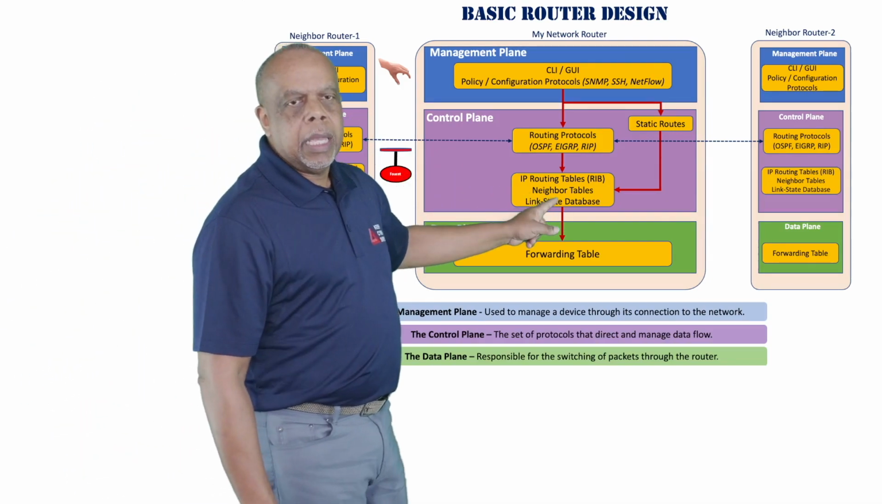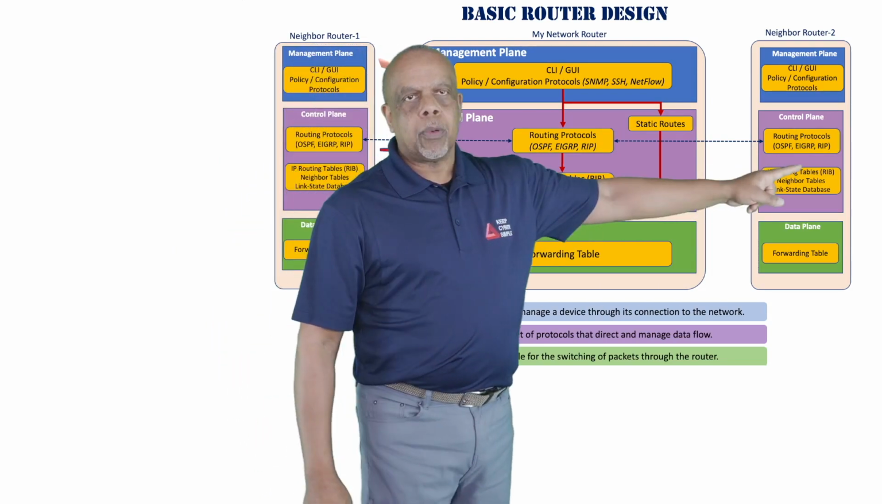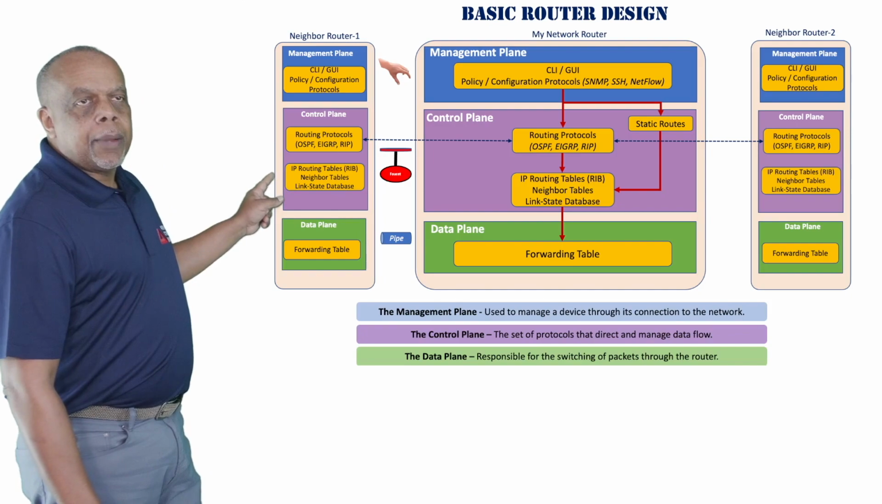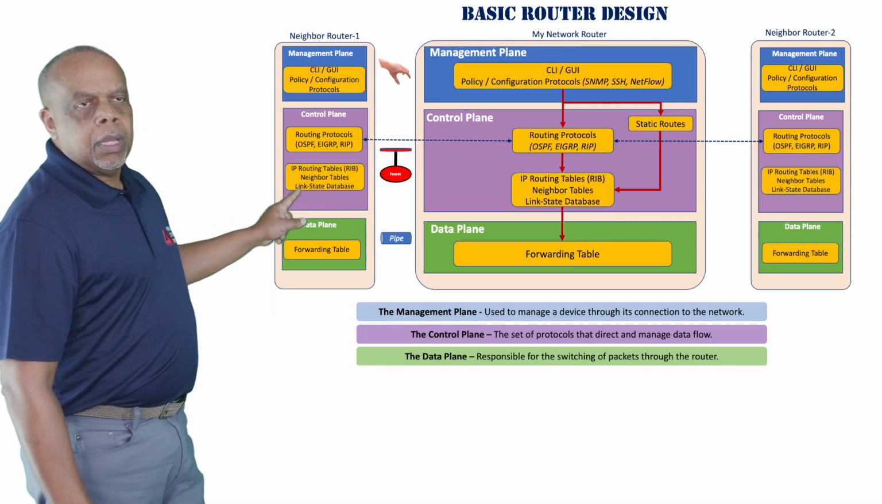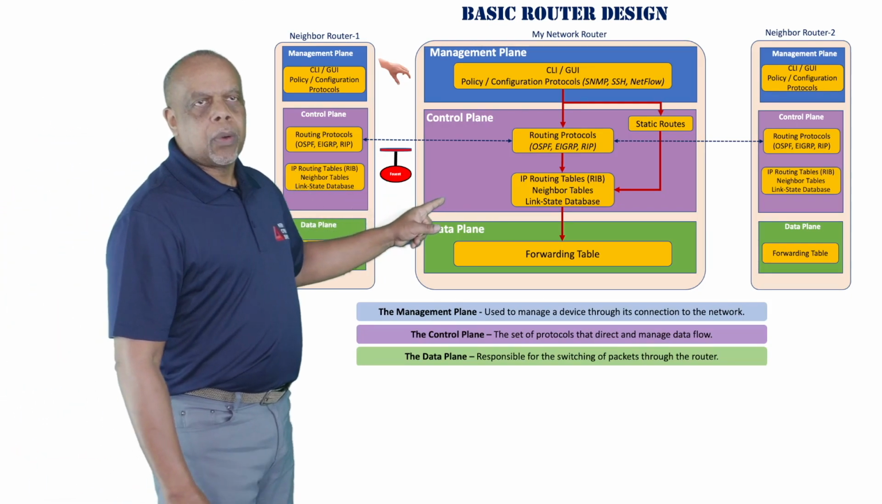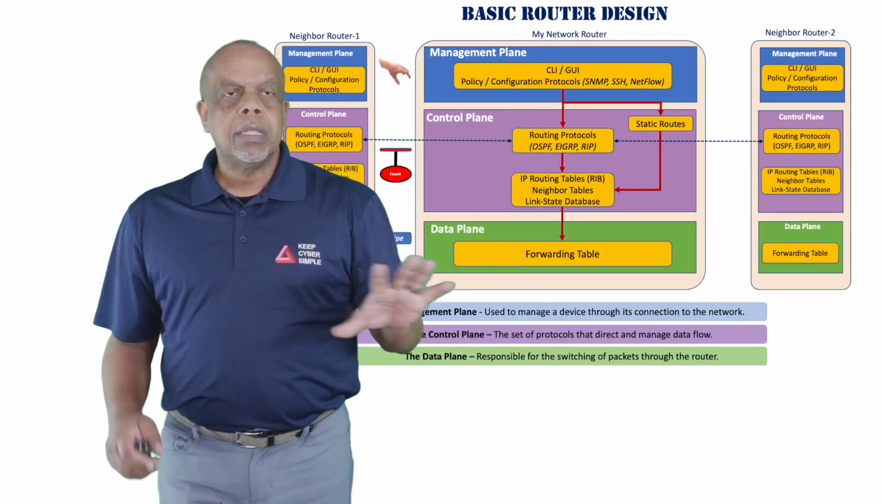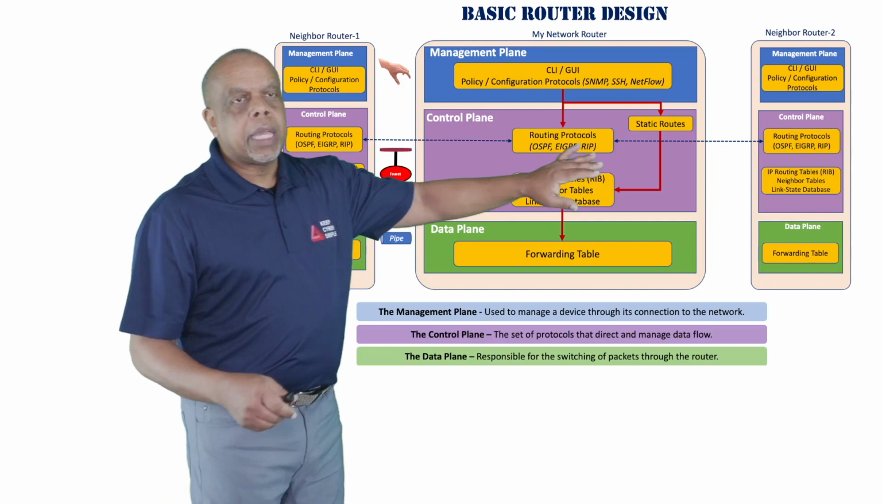Think about this as a database. In this table, it says, I know I've got neighbor router 2. I also know I've got neighbor router 1. And then neighbor router 1 is doing the same thing in its table. Well, I know about this network router, and it also knows that there's a neighbor router 2. So you see, now all these control planes are talking to each other.